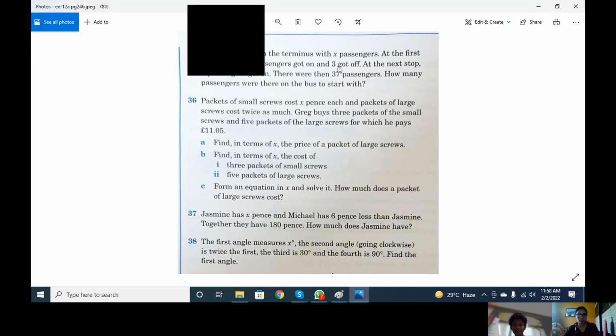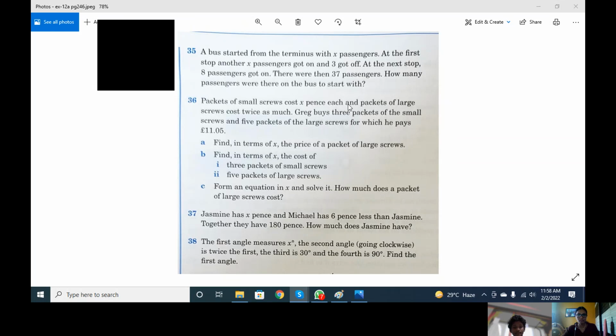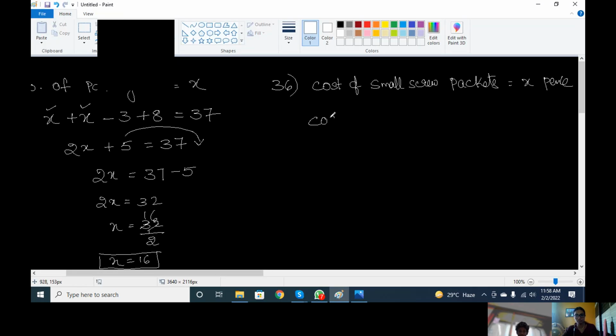Next. Each. And packets of large screws cost twice as much. So cost of large screw packets is twice as much. So twice means double this. So 2 expense.